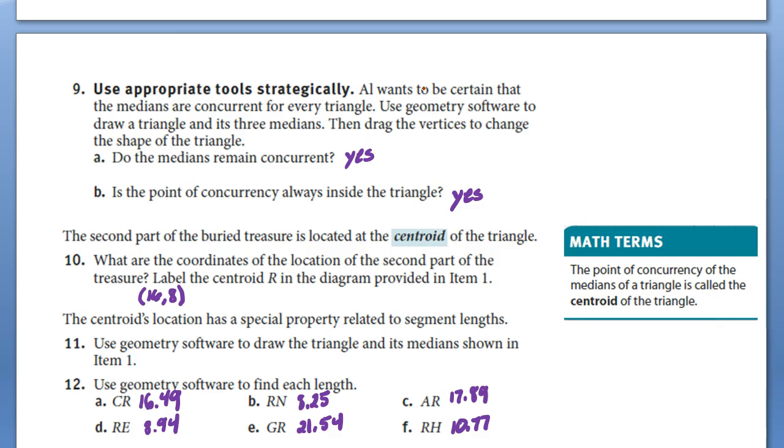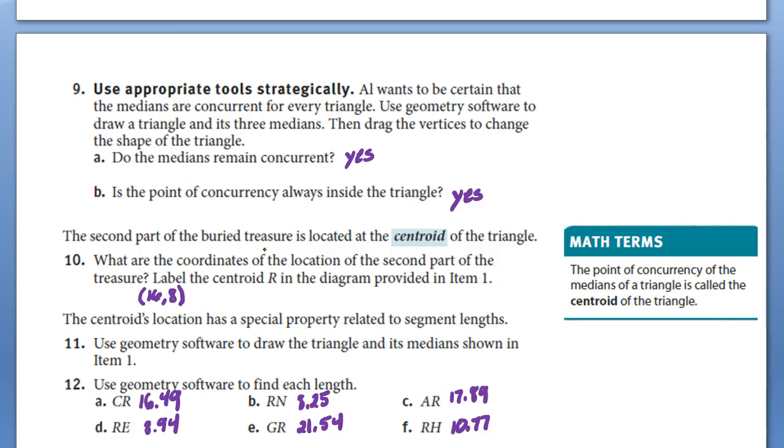Number 9, Al wants to be certain that the medians are concurrent for every triangle. Use geometry software to draw a triangle and its 3 medians. Then drag the vertices around to change the shape of the triangle. Do the medians remain concurrent? We're not going to use geometry software. Let me just tell you that no matter what shape the original triangle is, when you draw its medians, yes, they will be concurrent. And question B, that point of concurrency is always inside the triangle.